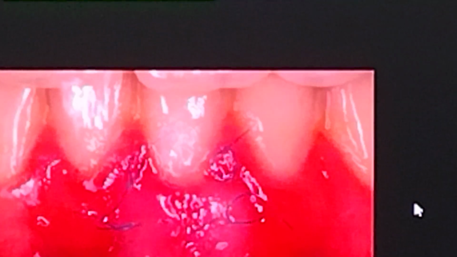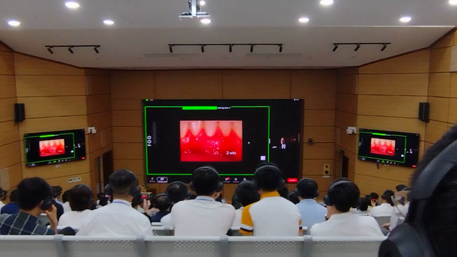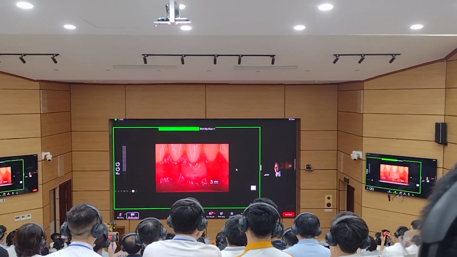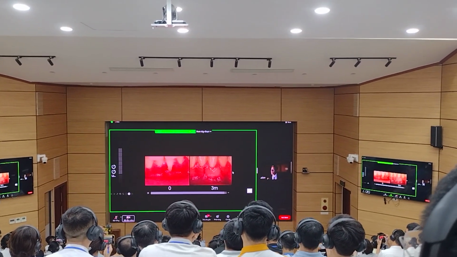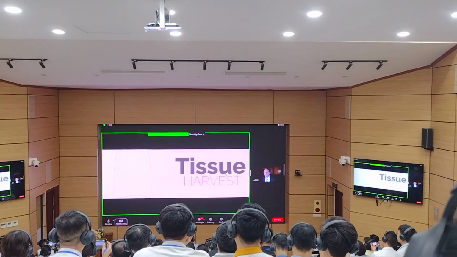We're going to be removing those sutures, and then we're going to be following up our patients, and this patient benefited from this procedure. She not only gained quite a bit of tissue, her phenotype was dramatically changed, but also we were able to cover some of that recession.